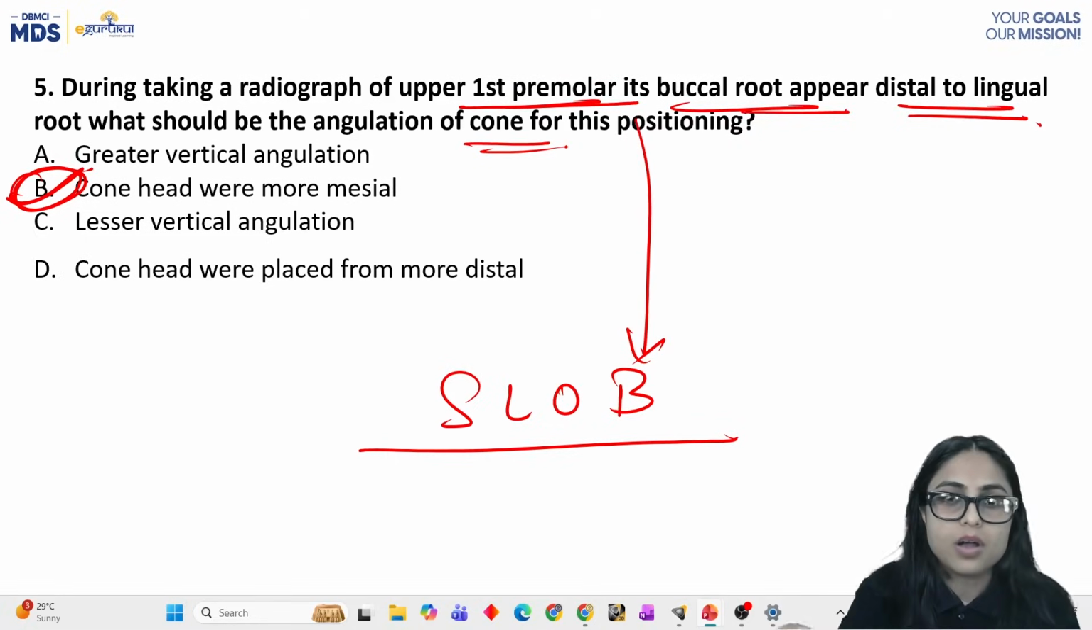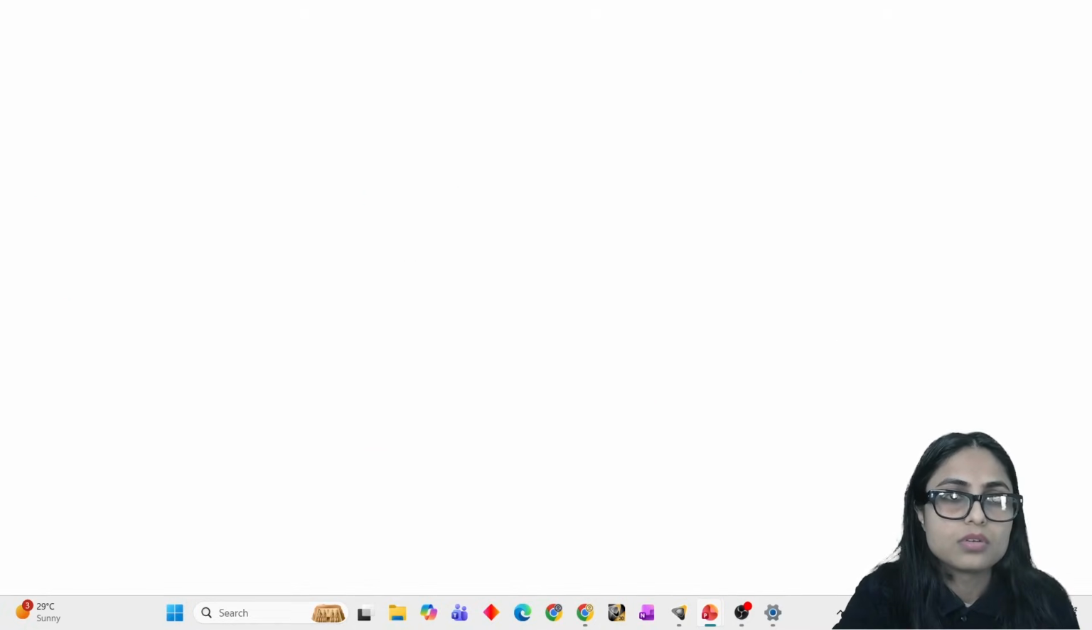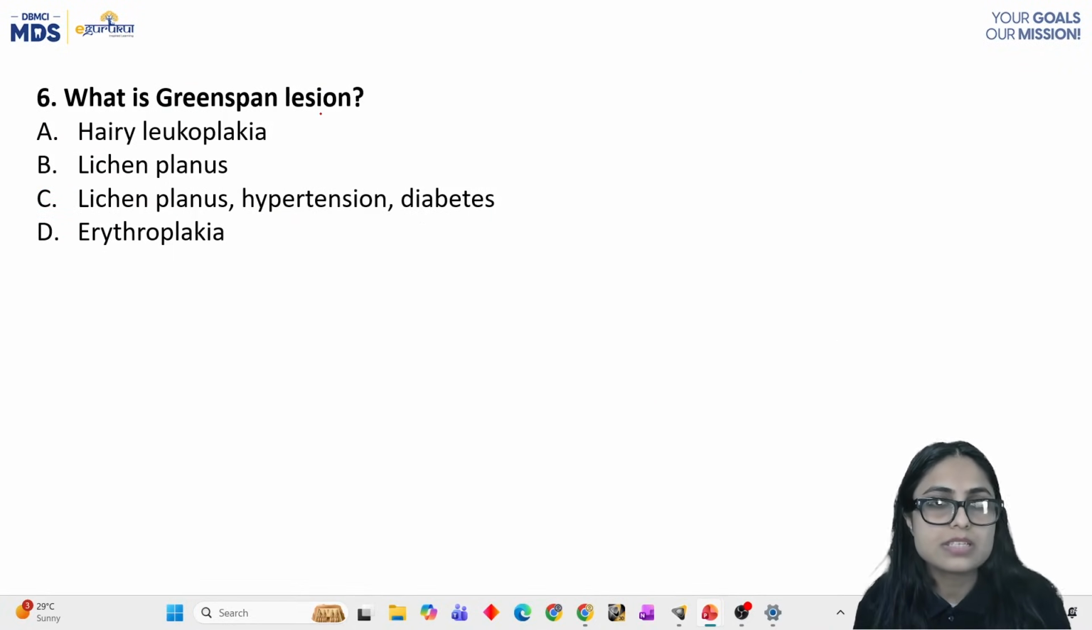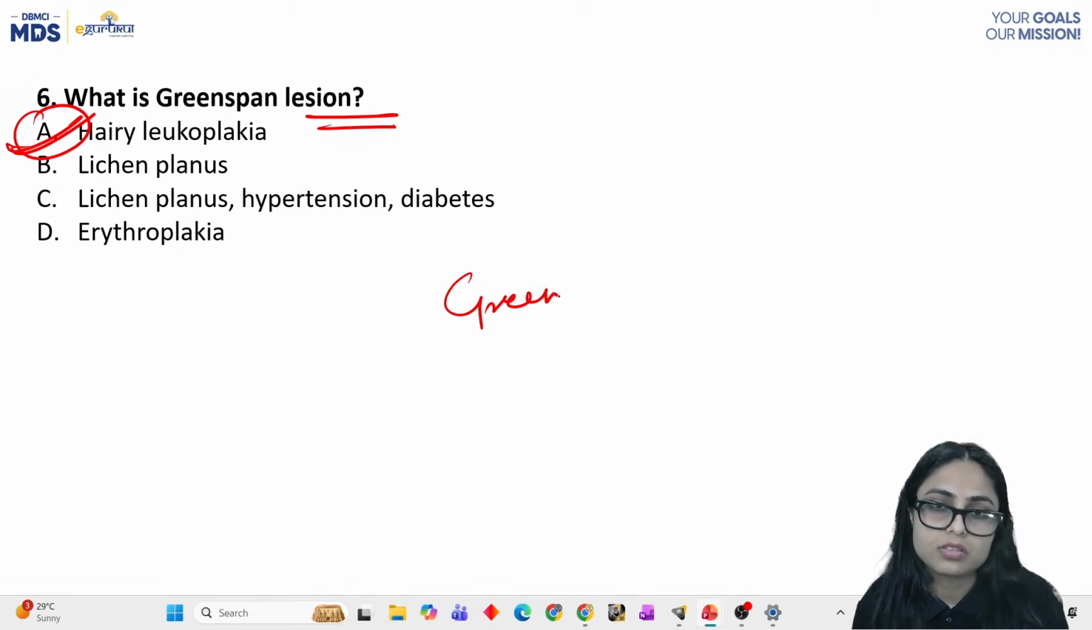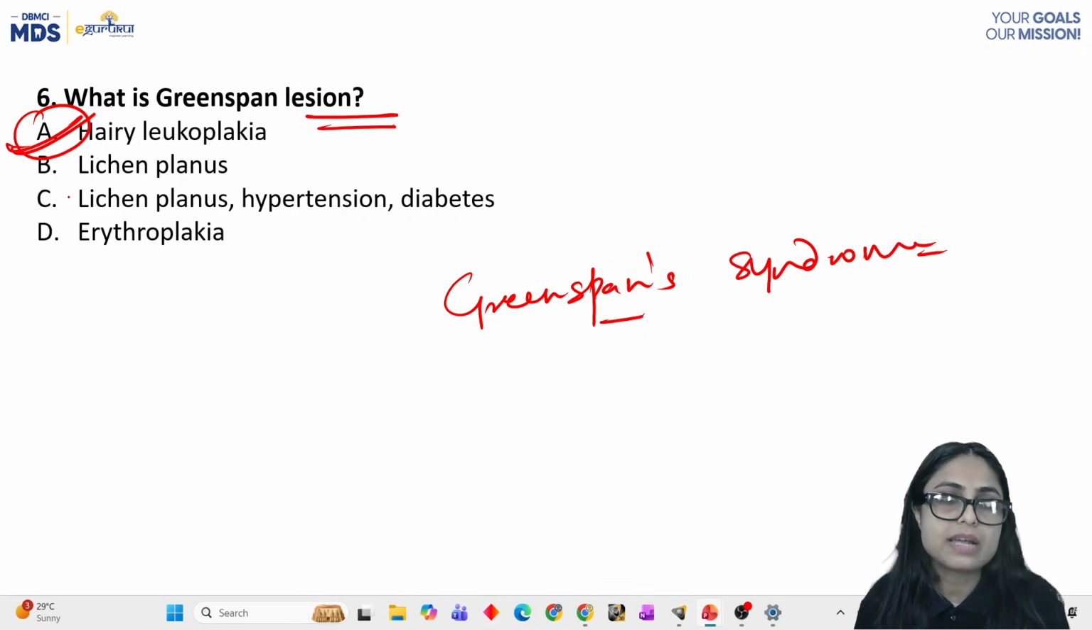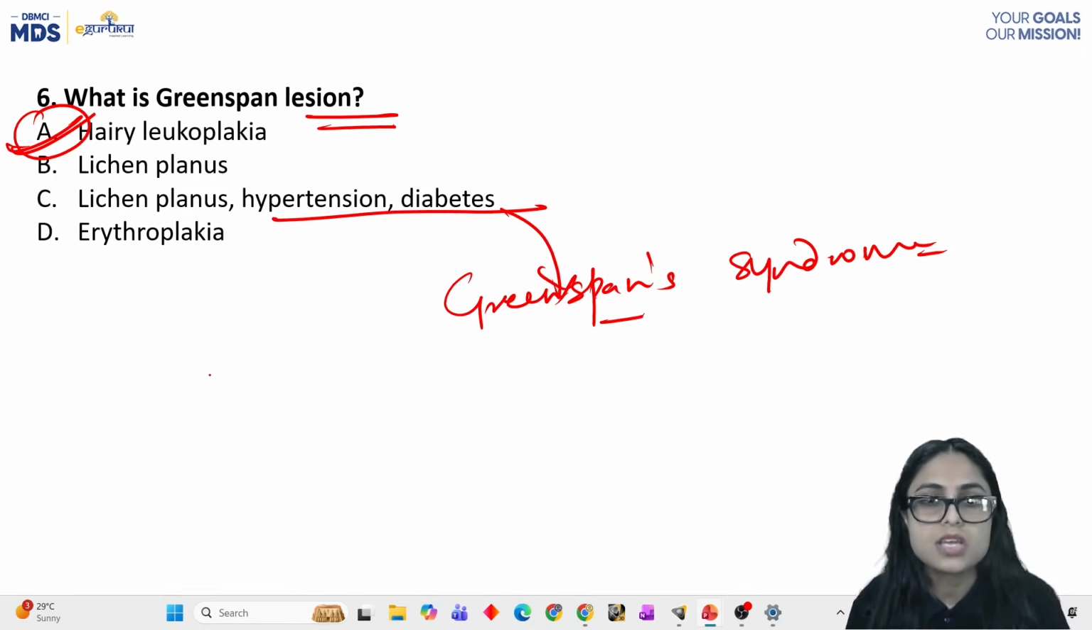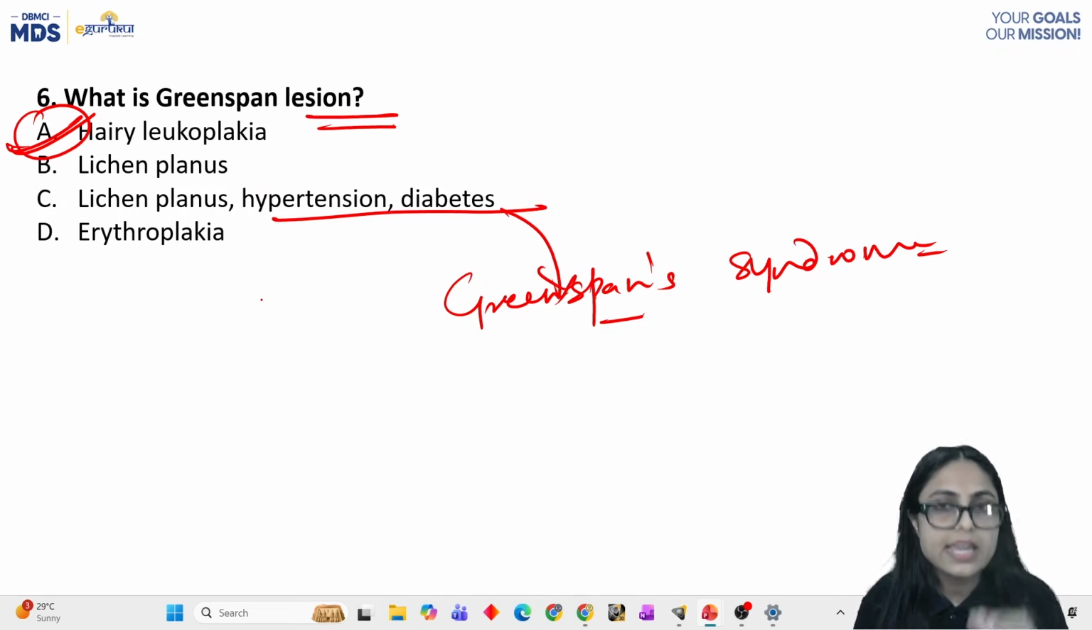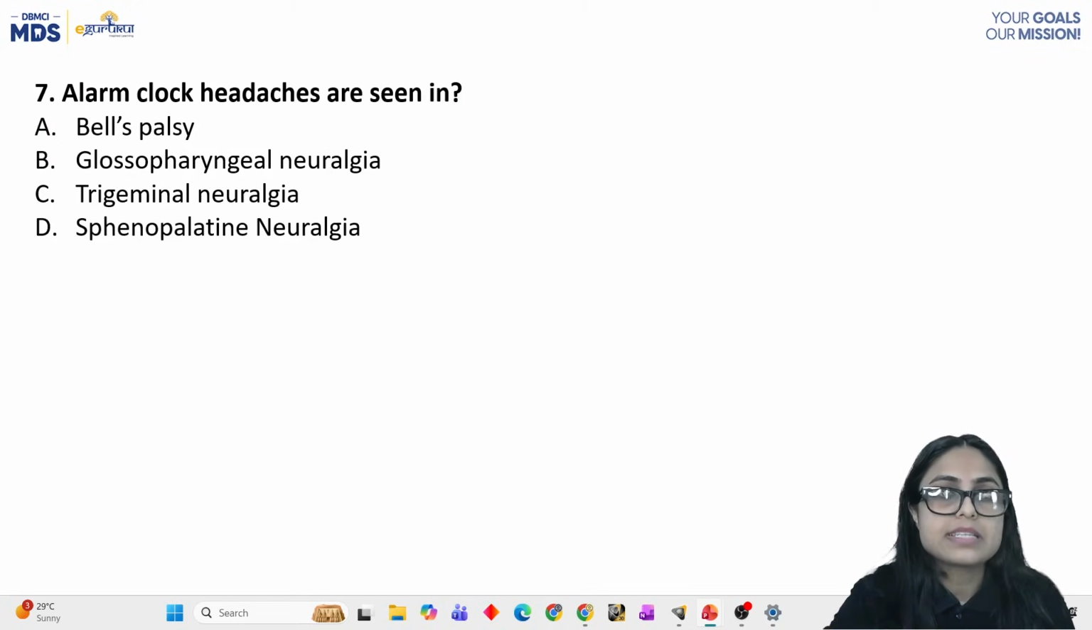Now, moving on to the sixth question, what is Greenspan's lesion? Very easy. Hairy leukoplakia is the Greenspan's lesion. And we have one more Greenspan term, which is Greenspan syndrome. What is Greenspan syndrome? Greenspan syndrome is the association of lichen planus with hypertension and diabetes. So Greenspan syndrome is option number C. Greenspan's lesion is option number A. Very easy.